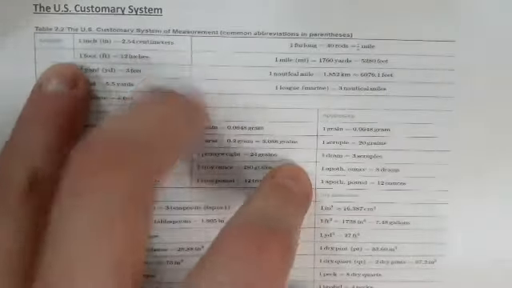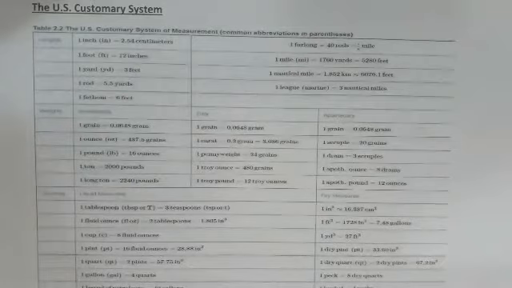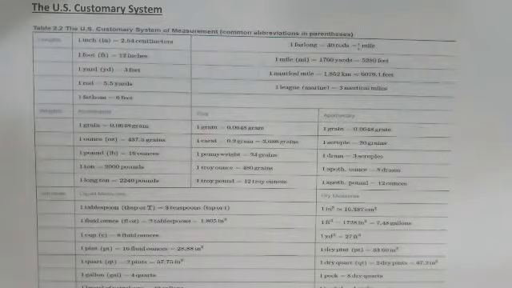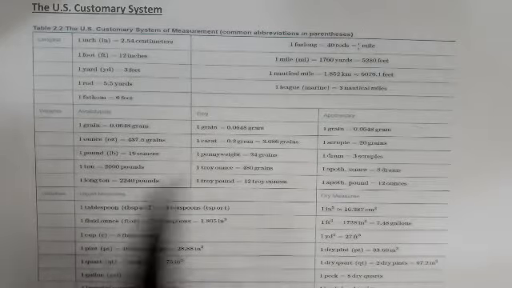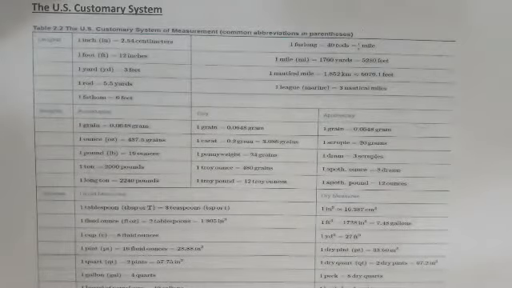And so this shows you various measurements and metrics within the U.S. customary system. I will say this chart is also in your book. So if this is a little bit hard to read, there is a chart in your book. It's a really big chart. Got a lot of information in it.